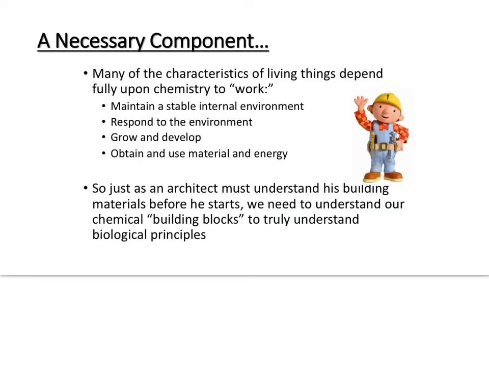All right, now here's Bob the Builder. Many of the characteristics of living things that we have covered in our first chapter depend on chemistry in order for them to work. Basically, to do homeostasis, you need chemical reactions. To respond to the environment, so to even sense that something is flying at your face, so then you dodge it by ducking out of the way, you need chemical reactions. In order to grow and develop, you need chemical reactions. And probably the biggest one of all is in order to obtain and use material and energy, in order to have a metabolism, you need chemical reactions.